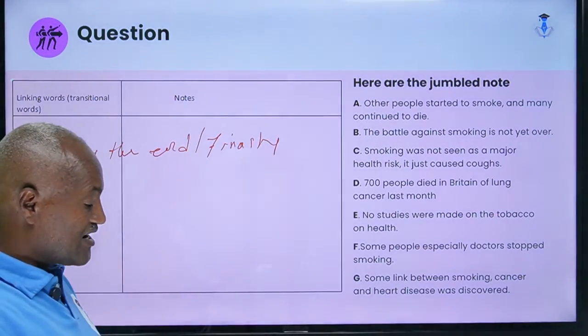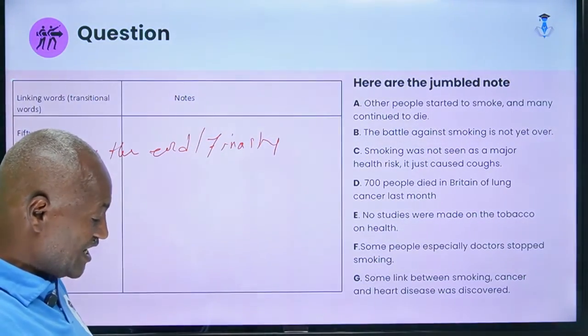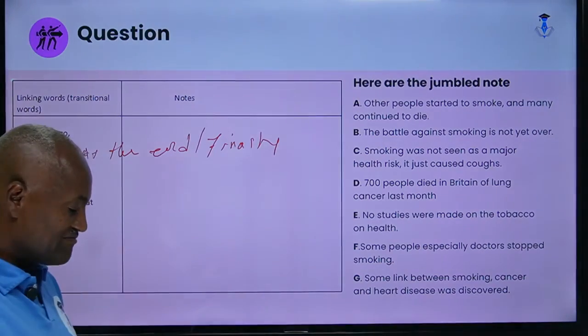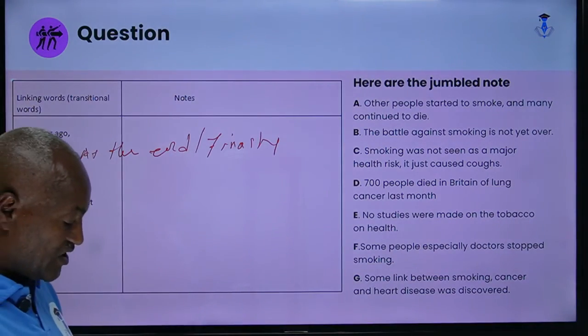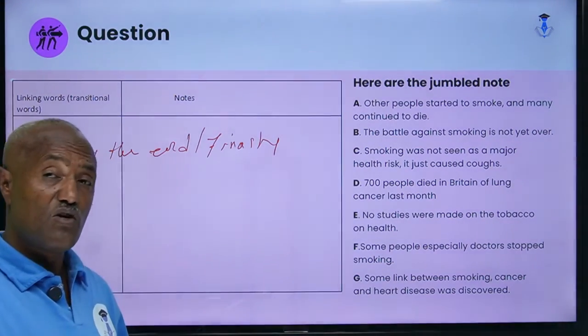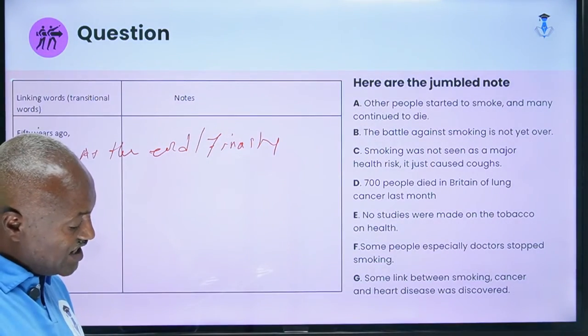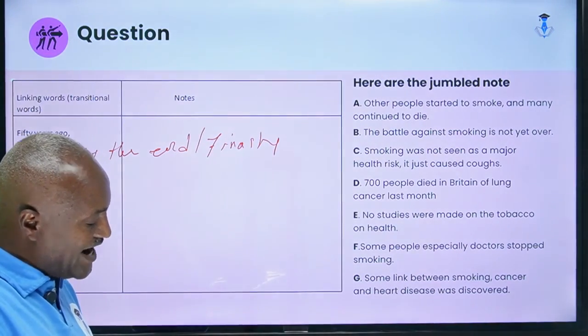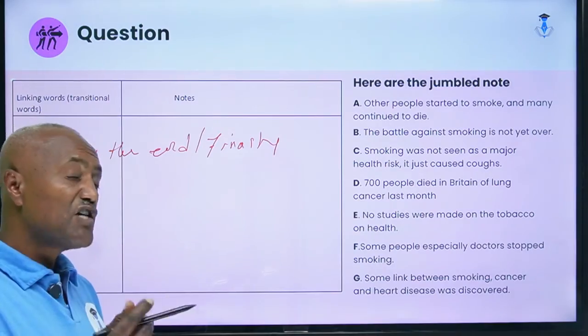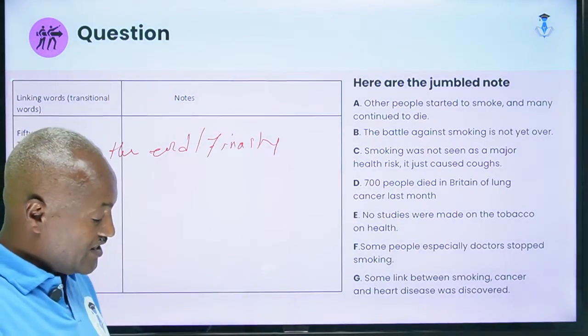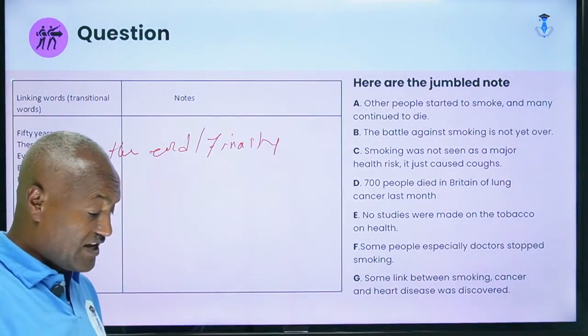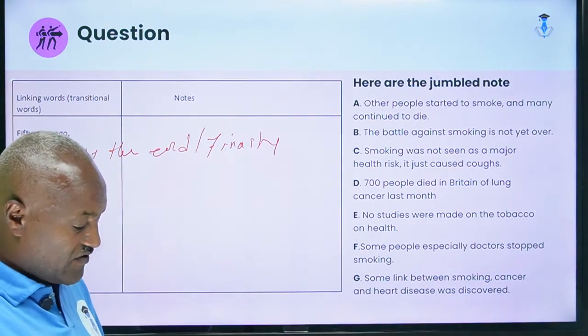Therefore, notes are given here from A up to G. I will give you the answer later on, but it is good for you to try. Here, this transitional or linking word guides you. That means, okay, 15 years ago, what happened? Yes. So have you seen how it helps you? Therefore, you can do it from this.